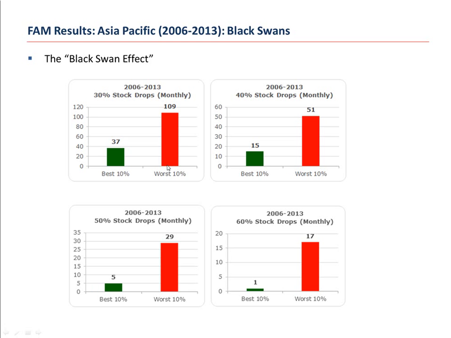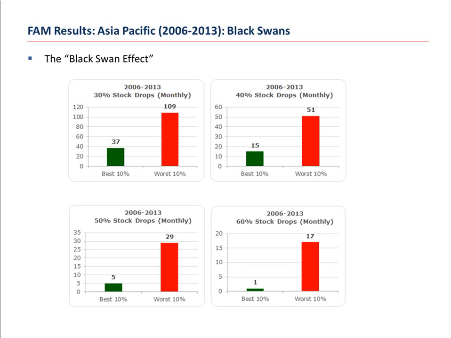The red bar represents the incidence of these drops for the worst rated companies, and the green bar represents the incidence of black swan drops for the best rated 10% of companies. And we can see in each of these figures how much larger the red bar is to the green bar. Again, the statistical significance of that difference is greater than 99.99999%. So it's the black swan effect that explains the negative returns in the worst rated companies of FAM.